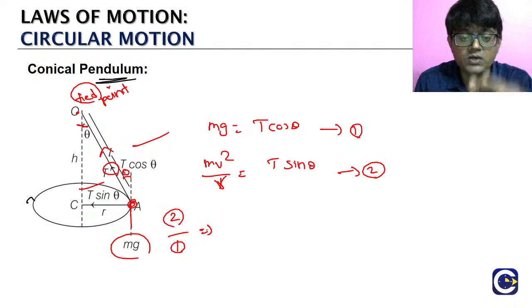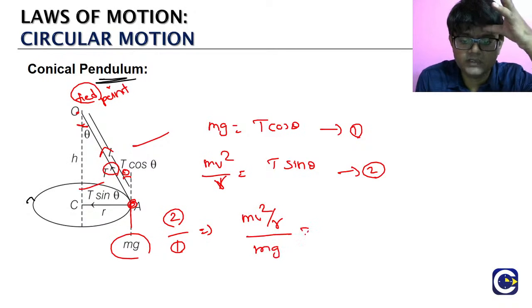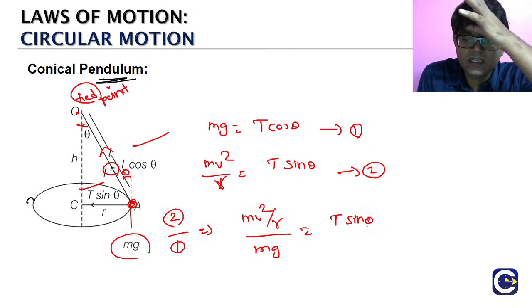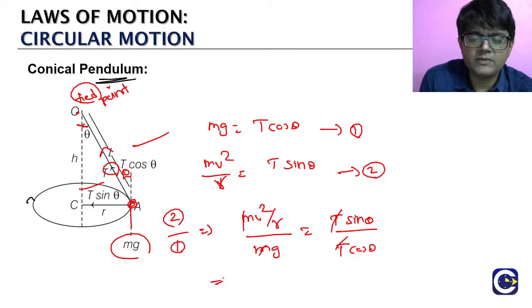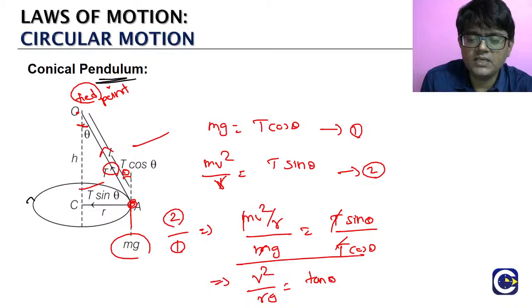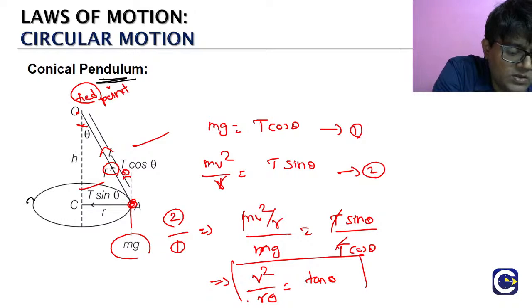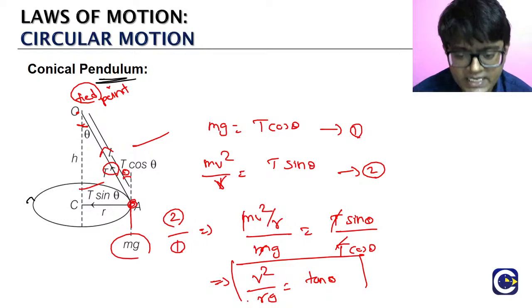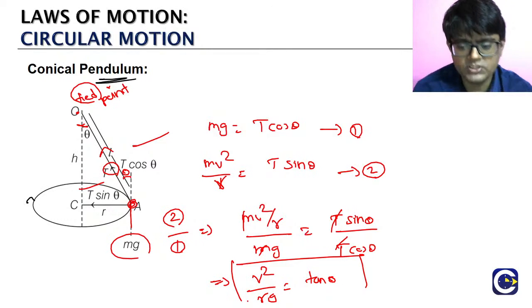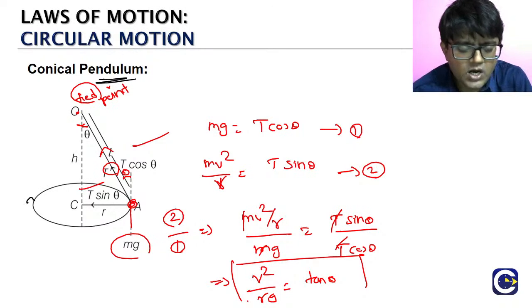Divide equation 2 by equation 1. On the left hand side, mv square by r divided by mg. On the right hand side, T sin theta by T cos theta. T cancels, and m cancels. So v square by rg is equal to tan theta is the relation. For an object going in conical pendulum motion, v square by rg is equal to tan theta. We will discuss this when we go to the oscillation chapter.